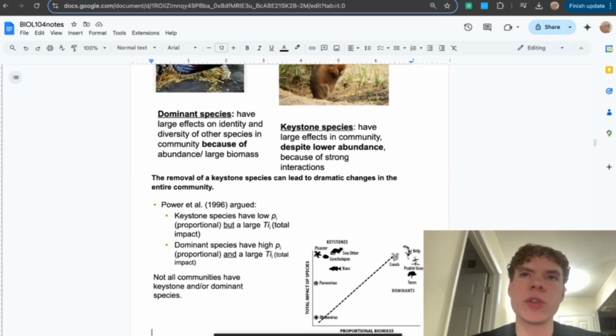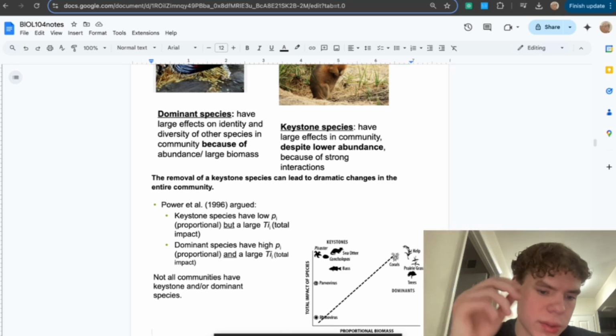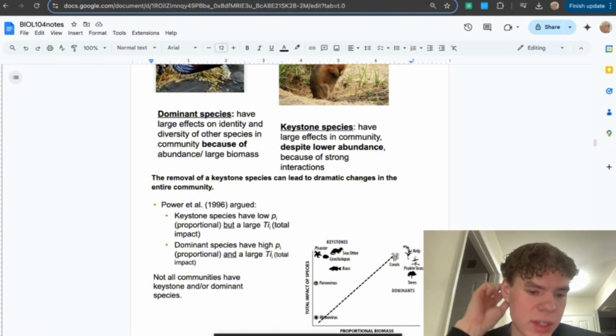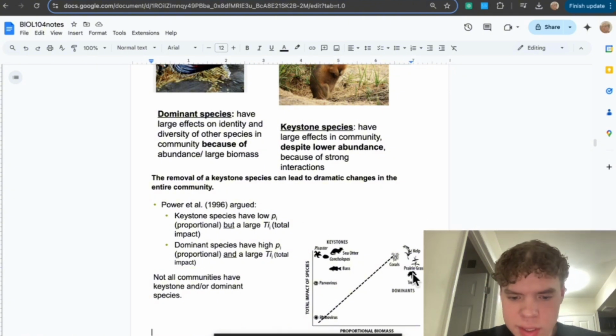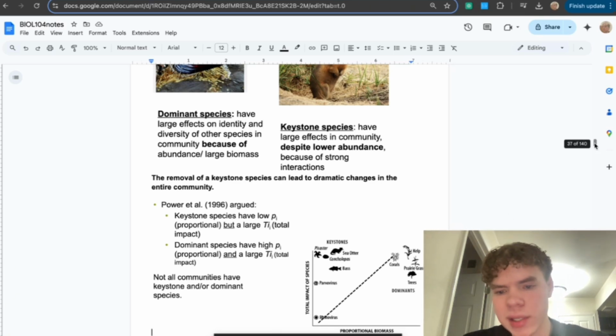And if you remove a keystone species, it could be harmful for the environment, obviously, because if you have a brick house and you pull out one brick, that might cause the other bricks around it to fall down, and that could make things worse, right? Not all communities have a dominant or a keystone species. So if you were asked what's a keystone species, we would look at a species that has low biomass but a big impact. So you would see something like a sea otter. And if we were looking at dominant species, we would look at, say, trees, because they take up a large biomass, right?